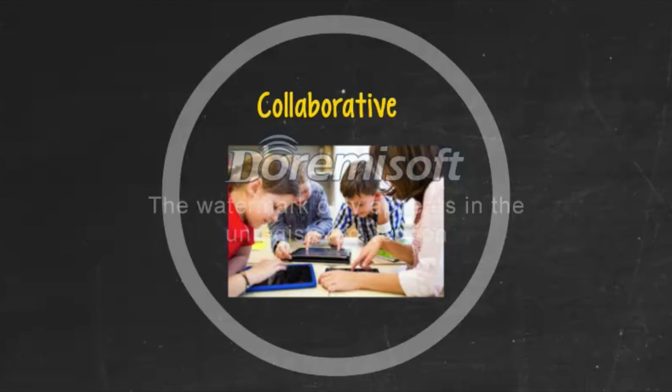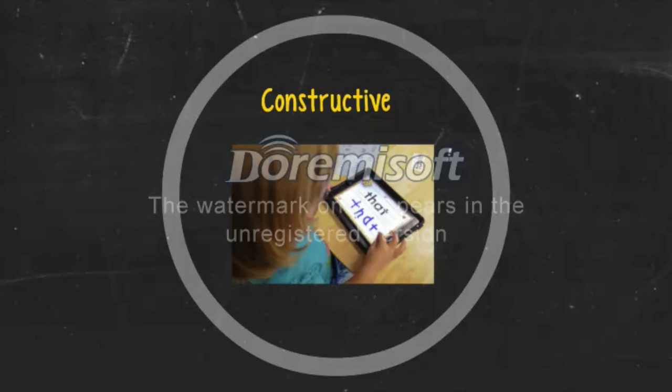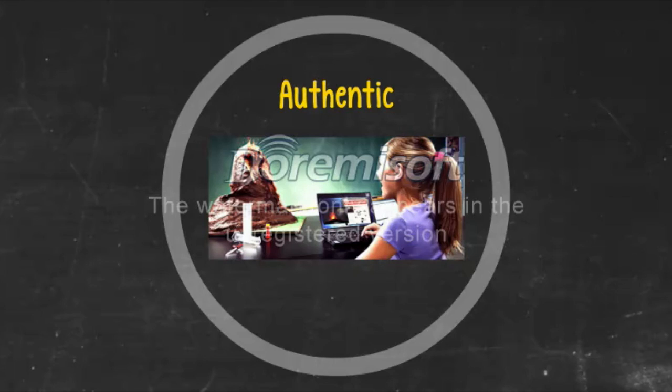Collaborative. Students use technology tools to collaborate with one another rather than working individually at all times. Constructive. Students use technology tools to connect new information to their prior knowledge rather than to passively receive information. Authentic. Students use technology tools to link learning activities to the world beyond the instructional setting rather than working on decontextualized assignments.